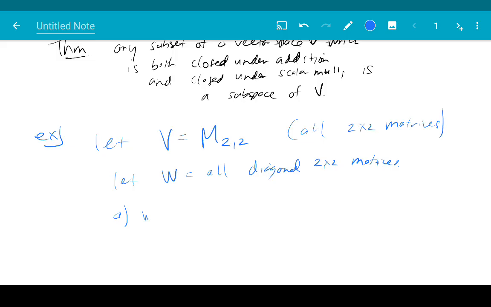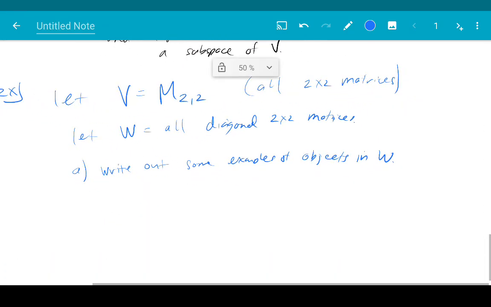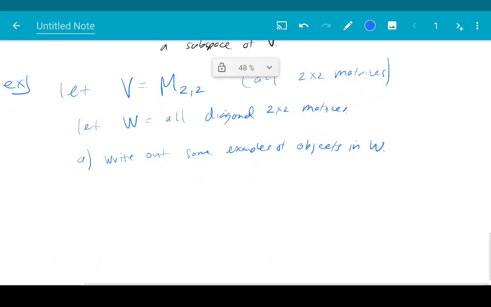How about this? Write out some examples of the objects in W. That's our first question. All right, so you think about that for a second. It's not very hard. Hopefully you remember what a diagonal matrix is. So let's do that. Maybe you could pause the video and try it yourself.